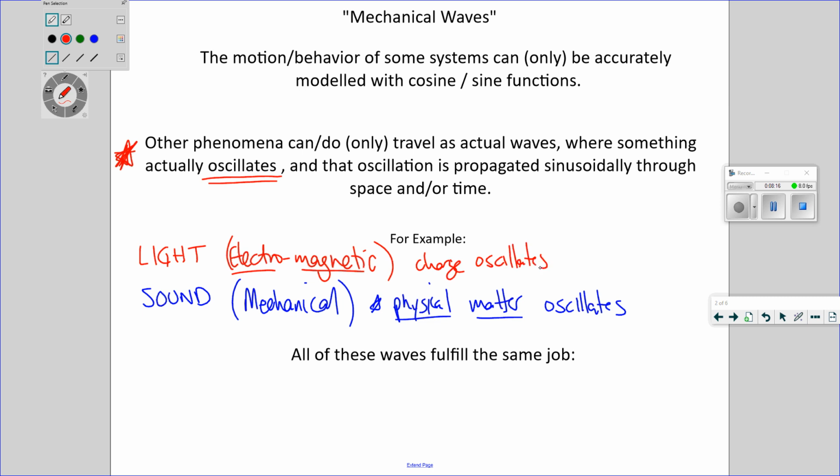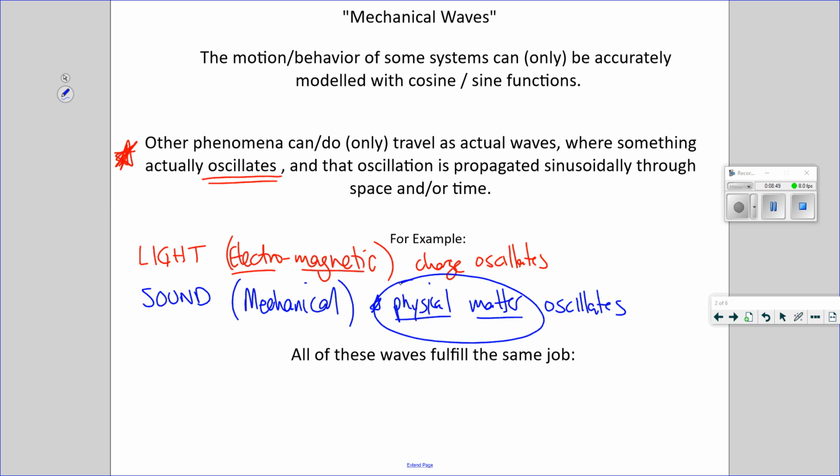All right, but the oscillation of charge, like we said, makes fields, electric and magnetic fields, and those fields don't need any stuff to travel through. But for sound and other mechanical waves, there is a requirement of physical matter to oscillate, and that means that mechanical waves have to travel through stuff. They can't travel through nothingness. Light and electromagnetic waves can travel through nothingness, the nothingness of the vacuum of space. All right, mechanical waves have to travel through stuff.